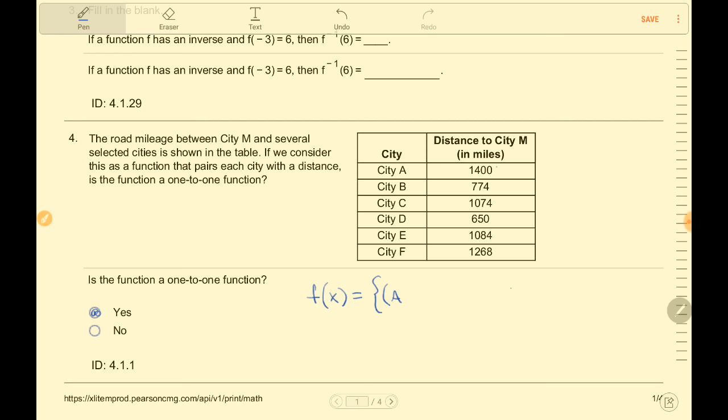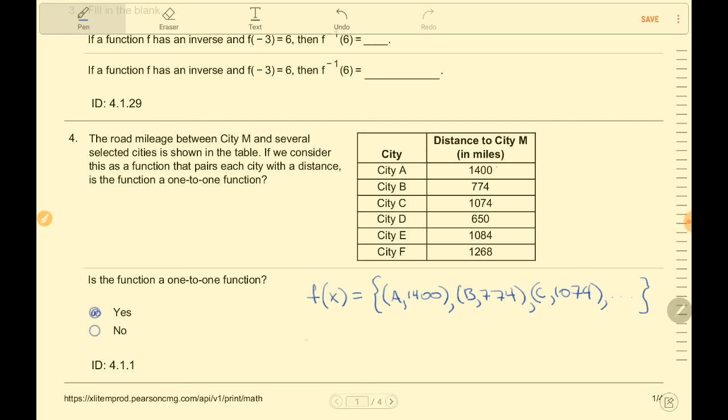A and 1,400. B relates to 774. C relates to 1,074, and so on.